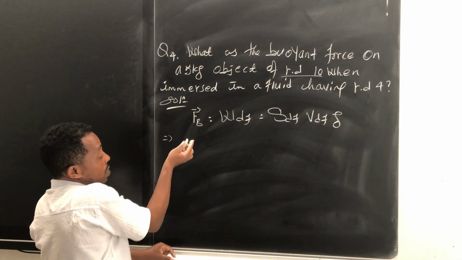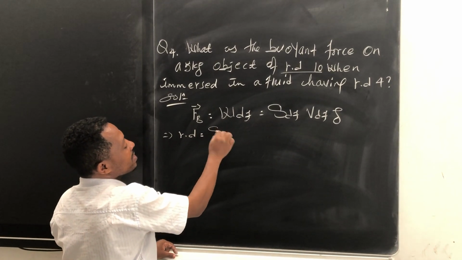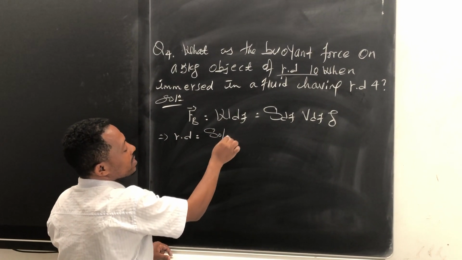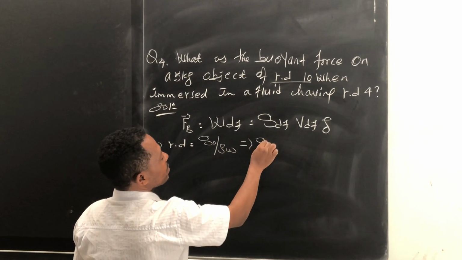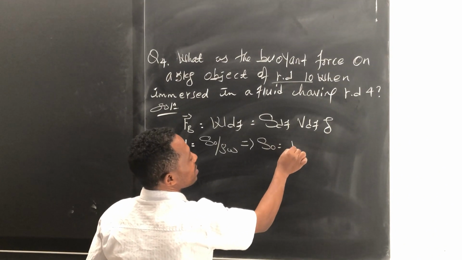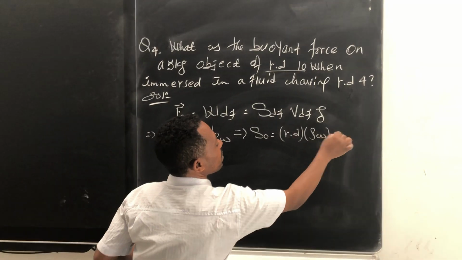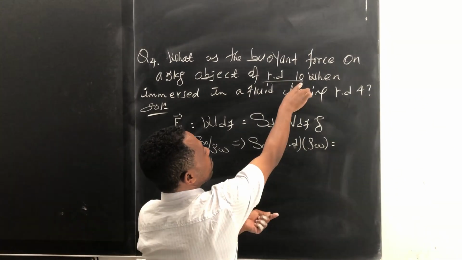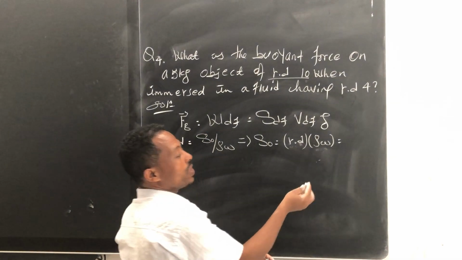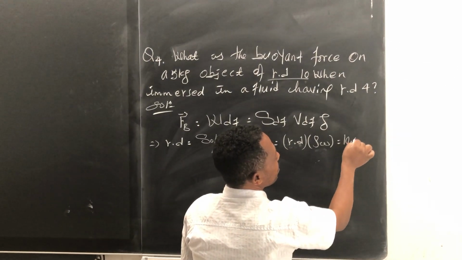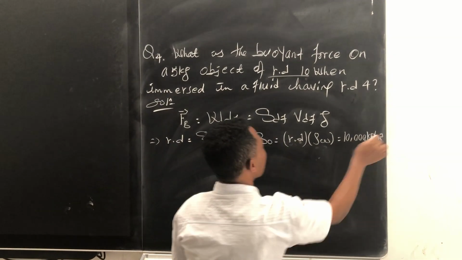Okay, as we have discussed, the relative density of something is the density of the object over the density of the water. This implies that the density of the object is equal to the relative density times the density of the water. Since the relative density of the object is 10, and the density of the water is 1,000, it becomes 10,000 kilogram per cubic meter.